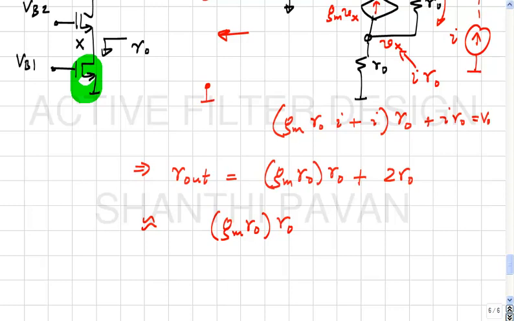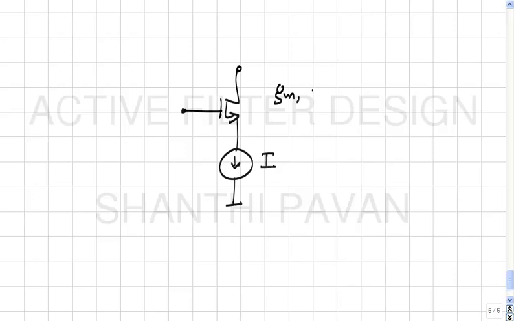Let's get some intuition quickly on why this result makes sense. Let's say you have a transistor like this. Let's say it's carrying a current I. This transistor has a transconductance of Gm and an output impedance of R naught. It is sitting in the saturation region, which means that the drain potential under quiescent circumstances is sufficiently high compared to the gate.